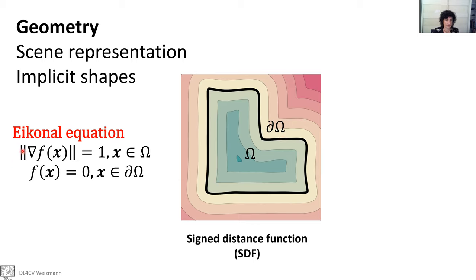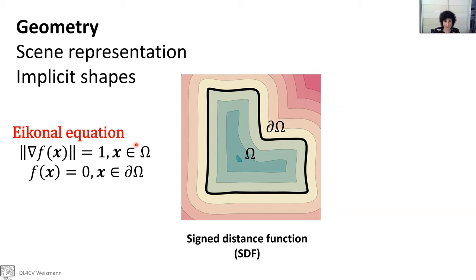And we solve a partial differential equation which is non-linear, which is the following. The magnitude of the gradient at each point inside and outside the shape should be one, and on the boundary, on the surface, f should be zero. This will let us have the signed distance function in the following sense. For each point, outside and inside, this f function will give us the distance from the point to the boundary, the shortest distance from the point to the boundary. So if we solve it, we have a kind of signed distance function.